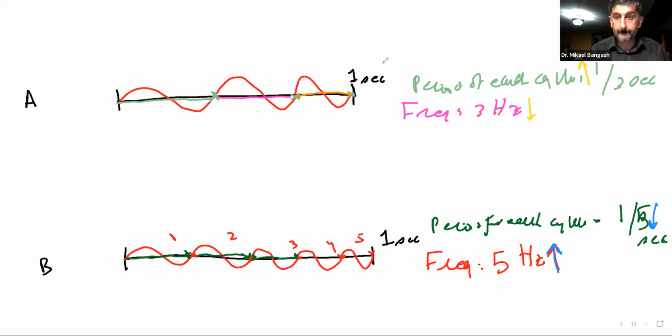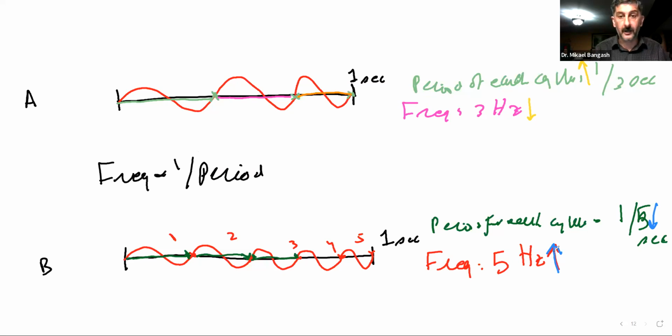So what does that tell us? That establishes that frequency is inversely proportional to period. Because the greater the period, the lower the frequency. The lesser the period, the greater the frequency.